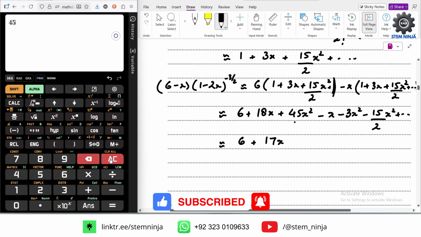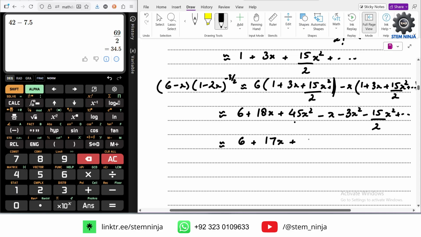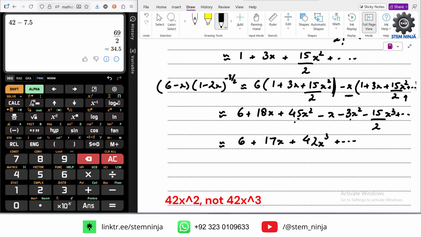And 42 minus 7.5 is 69 over 2 x squared. Sorry, wait, I think I made a mistake. This x, when multiplied with x squared term, this would get x cubed. So, sorry, no. So it's just 45 minus 3, 42x squared. Right, okay.